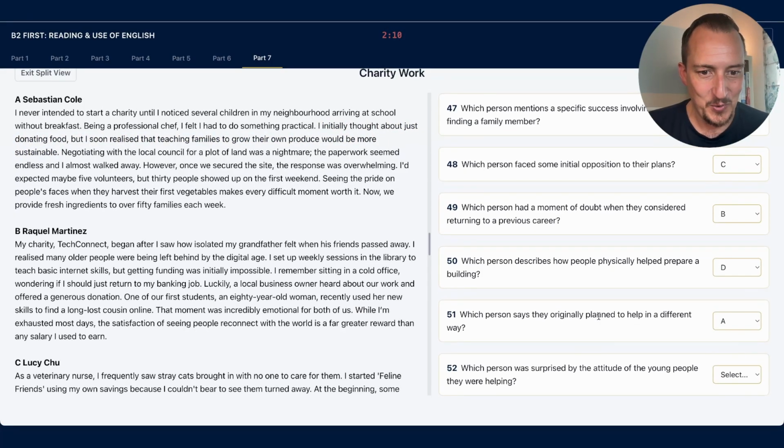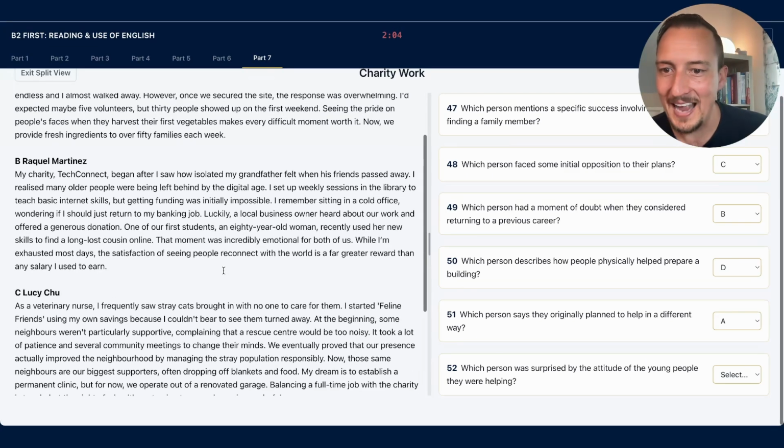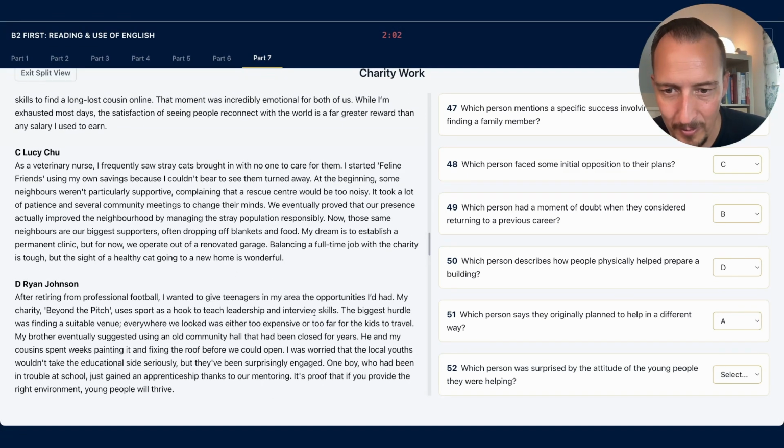And 52, which person, 2 minutes to go, which person was surprised by the attitude of young people they were helping? This is the footballer. I remember he said that the young people or youths, I was worried that the local youths wouldn't take.